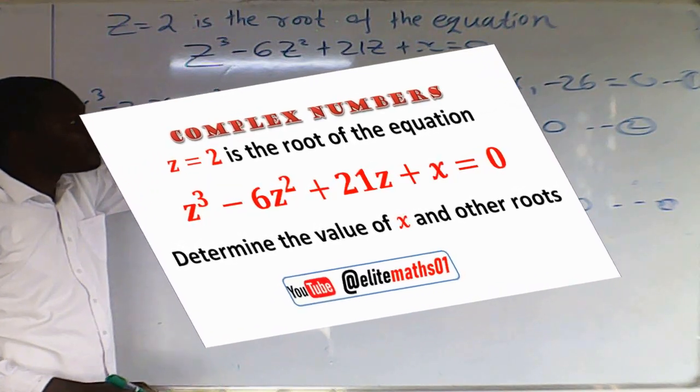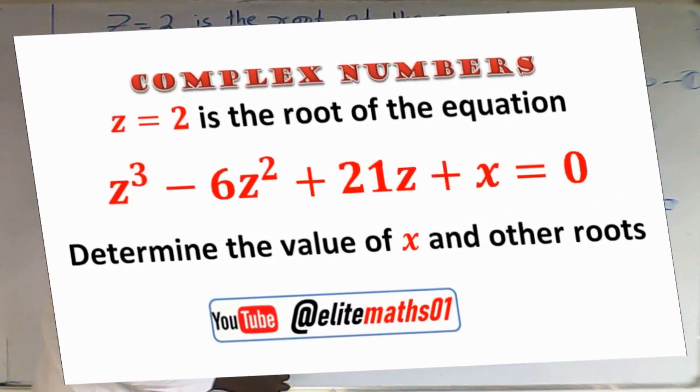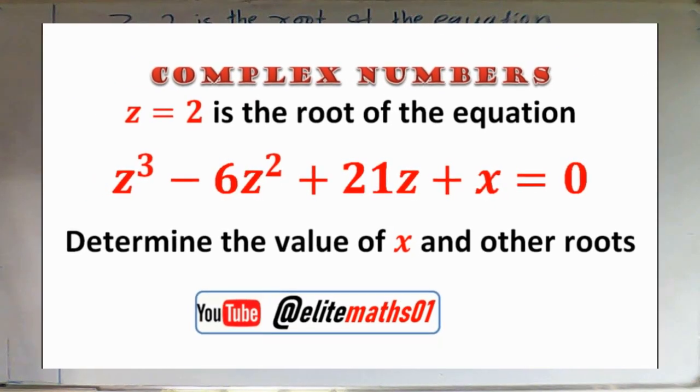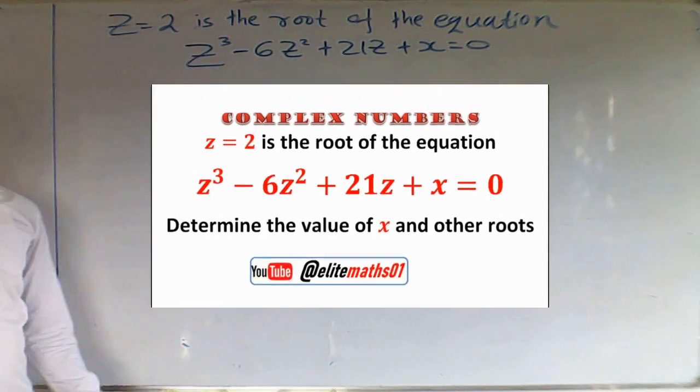Given that z is equals to 2, is the root of the equation z cubed minus 6z squared plus 21z plus x is equals to 0. Determine the value of x.